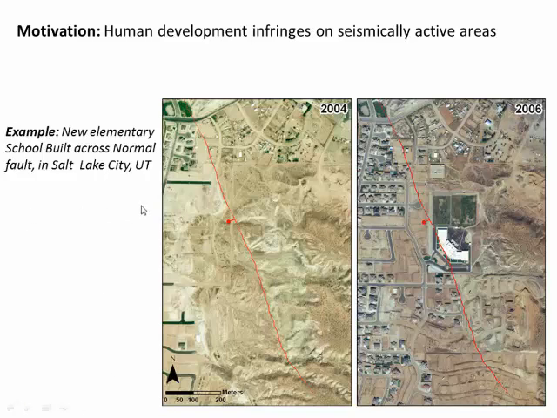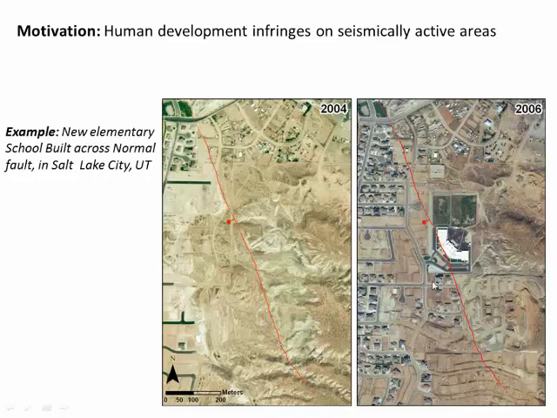So this is an example of a before and after shot of a development that went in outside of Salt Lake City. So here in 2004, we see this kind of foothills area isn't developed yet. Just a few years later, there's a big elementary school here, as well as a bunch of new houses and developments. So this is all fine, except this red line is an active normal fault that's cutting across the landscape.